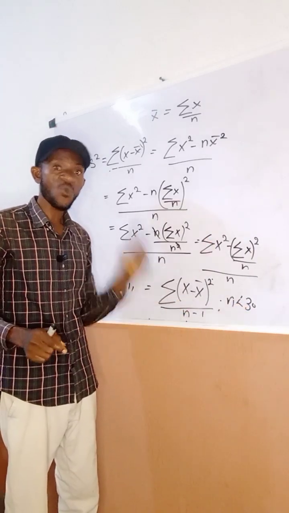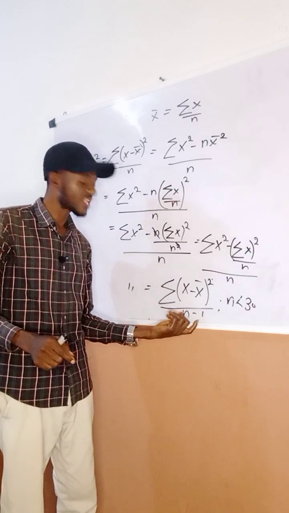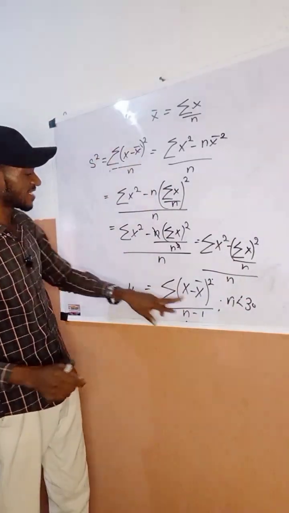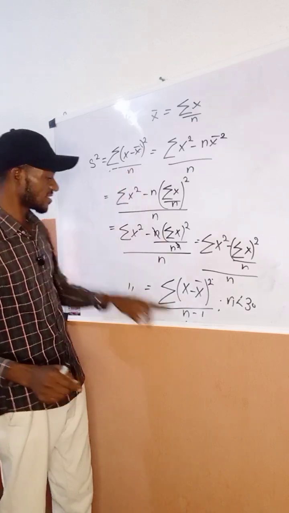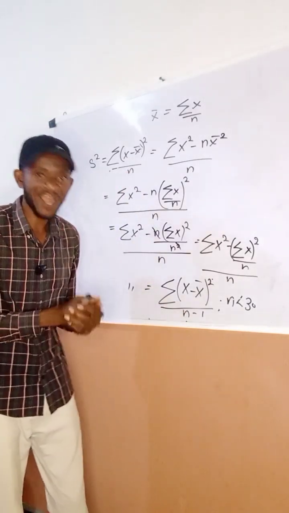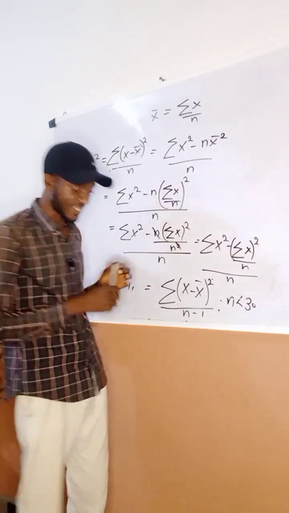So this formula and this formula, when n is less than 30, is going to be the same thing here, only that the denominator here is n, and the denominator here is going to be n minus 1. This is what we call the computational formula for the variance of an array of data.